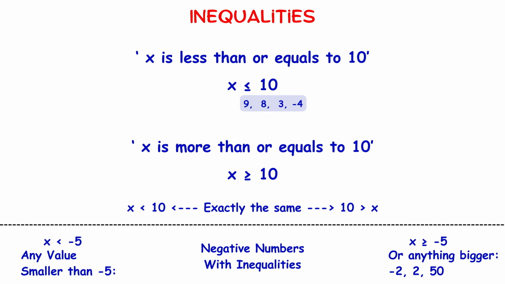We can also use negative numbers with inequalities. For example, x is less than -5 means that x can be any value smaller than -5. For example, -5.5, -17, -100, and so on. Whereas if x was bigger than or equal to -5, then it could be -5 itself or anything bigger like -2, +2, or +50.